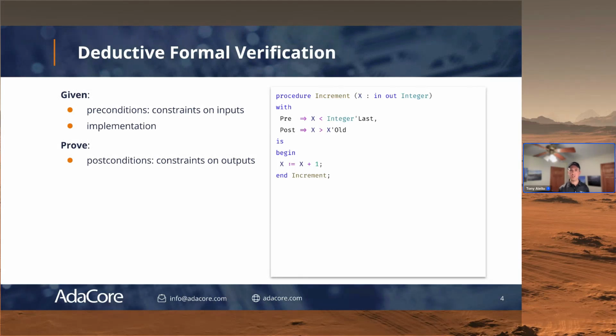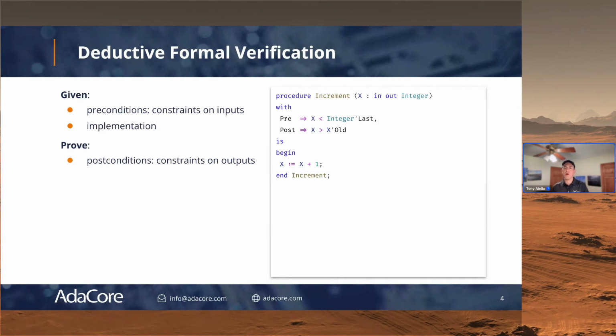Instead, to actually look at what deductive formal verification might appear like in code, I'm going to use a much simpler example. So here is an increment procedure. This takes a single parameter x, which is both an input and an output, and we specified one precondition and one postcondition. So the precondition, x must be smaller than the largest integer, otherwise we can't increment it. And the postcondition is now stated very imprecisely.